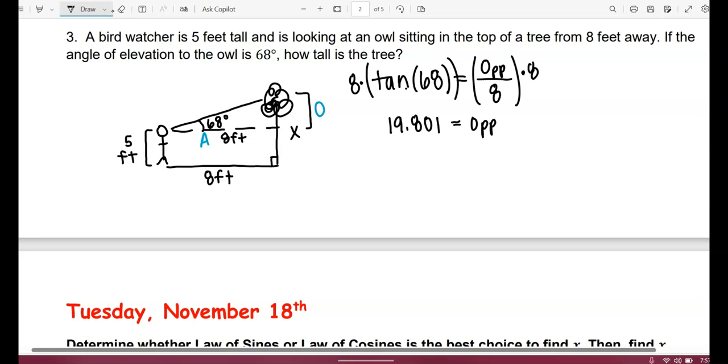How do I find the height of the tree? Add 5 feet for what? The height of the person, the bird watcher. And so that's actually 5.0 if you need that. So I'm going to add it to the 19. The 0.801 is going to stay. 19 plus 5 is 24. And what are my units? Feet. Good. So the tree is 24.801 feet tall.